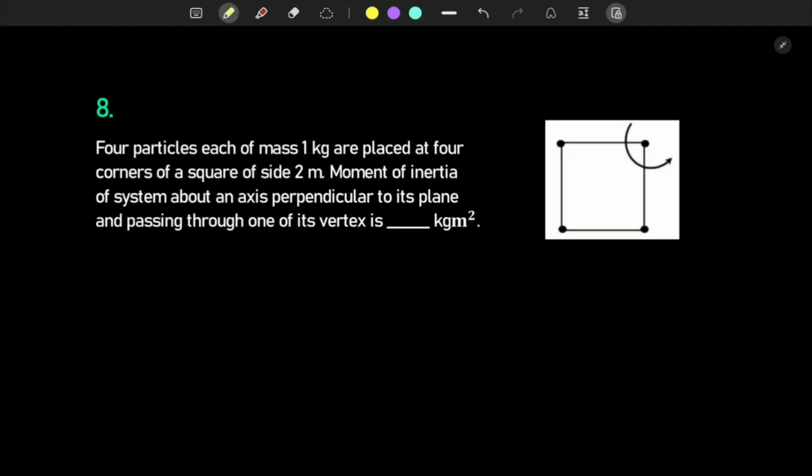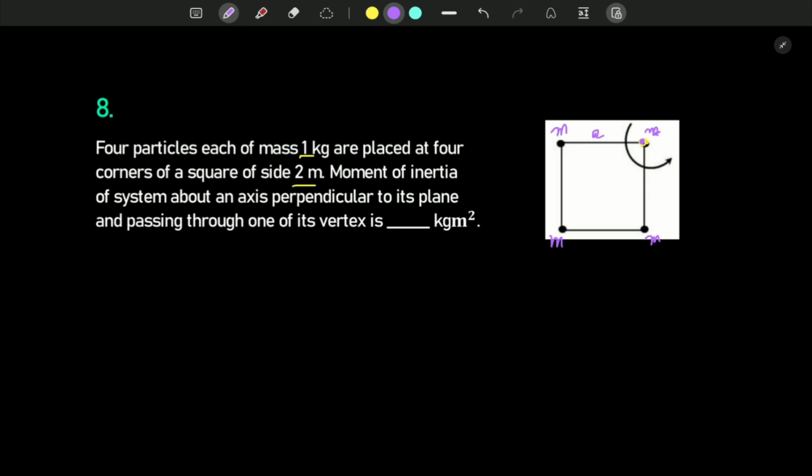So next question is a simple one. 4 particles each of mass 1 kg are placed at 4 corners of a square of side 2 meter. Find the moment of inertia of the system about an axis perpendicular to its plane and passing through one of its vertex. So passing through this vertex I have to find the moment of inertia. So here is a mass of 1 kg, 1 kg and 1 kg. Here also mass is there, but since the axis is passing through this, the moment of inertia for this mass will be 0.